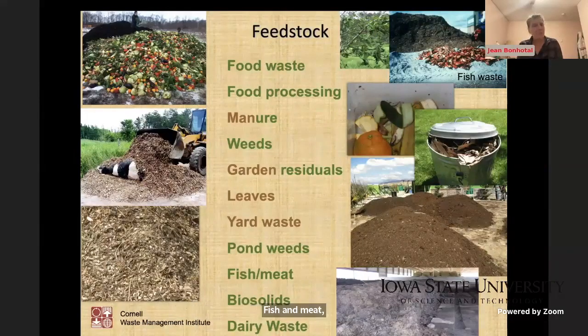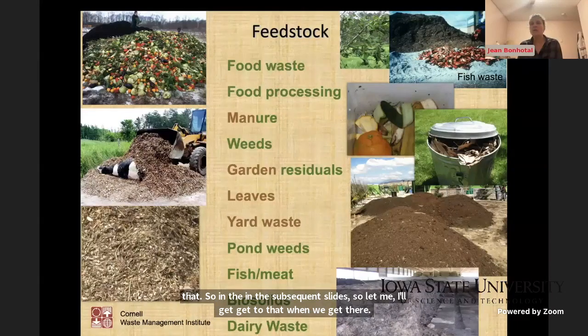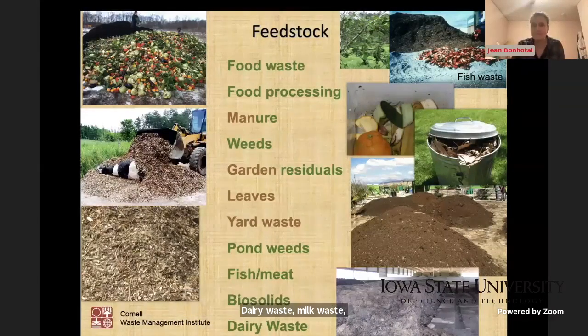biosolids. I'll just take a minute with biosolids, and that is human manure. And I will talk more about that in the subsequent slides. So I'll get to that when we get there. Dairy waste, milk wastes, liquids, we compost all kinds of stuff.